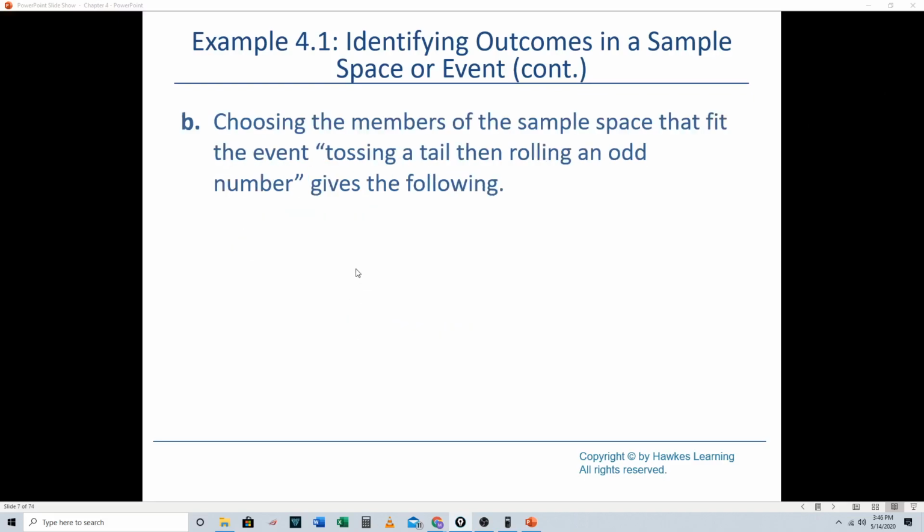All right. So this part 2 here was given this specific event. Okay, tossing a tail and rolling an odd number. Well, that means you're going to get a T, and there's only 3 odd numbers, so it's going to be T1, T3, and T5. Okay.